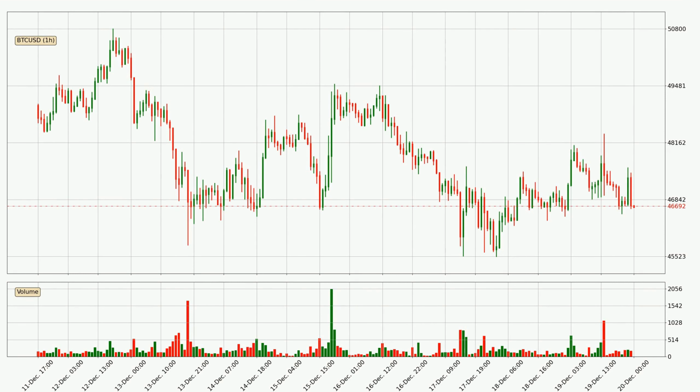If we look at the hourly time frame for Bitcoin, the price went up only slightly, with around 0.0% in the last 24 hours, with a current price of $46,692.